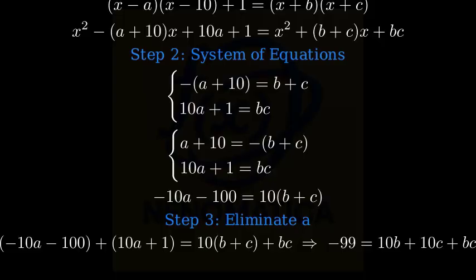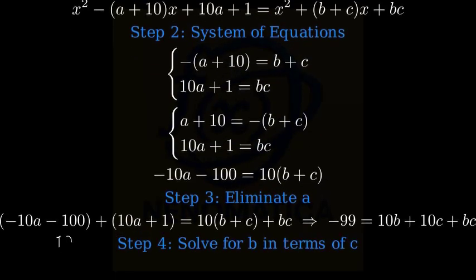Adding negative 10a minus 100 and 10a plus 1, the terms cancel and we get negative 99. On the right, we get 10b plus 10c plus bc. So negative 99 equals 10b plus 10c plus bc. Step 4. Solve for b in terms of c.